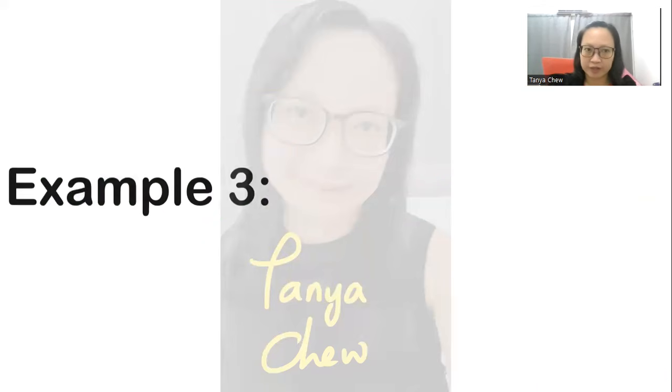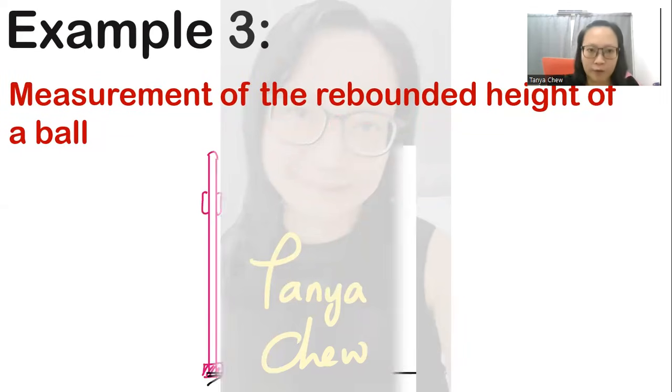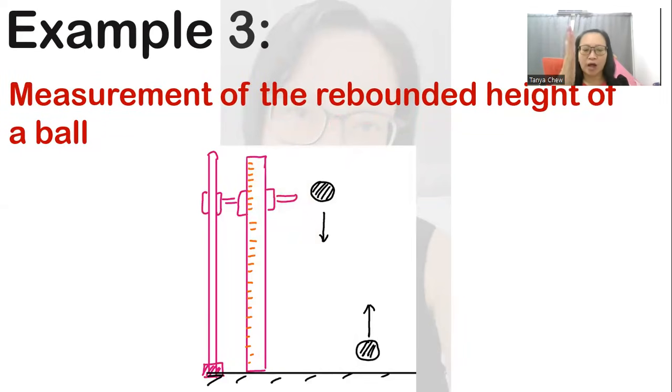So let us look at one example here, example 3. Measurement of the rebounded height of a ball. I give you a diagram. So you are asked to assemble the apparatus like the one that I showed you here. Let's say the ball that they give you normally is a ping pong ball, because it's a light ball, not a heavier ball, or else how to rebound, right?